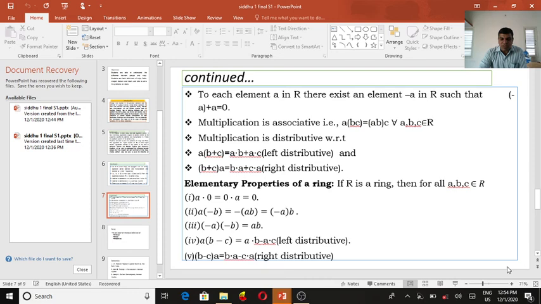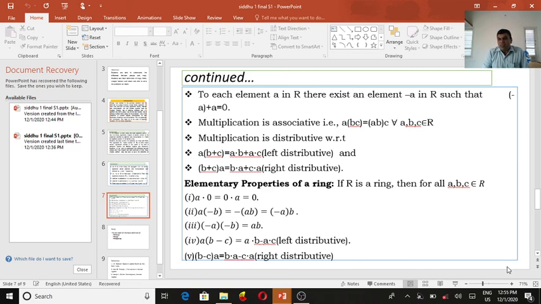Similarly, we come to the right distributive: b minus c of a equals b plus minus c, b plus of minus c of a. So b into a plus of minus c into a. Simply say b into a minus c a. The distributive is over. So you are proving these elementary properties using only two operations, multiplication and addition.